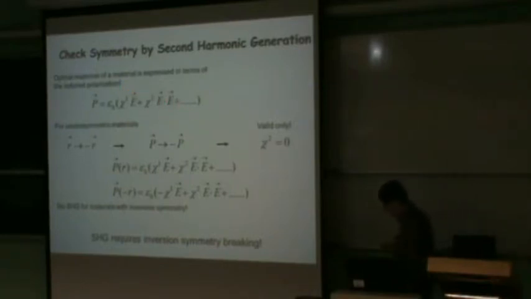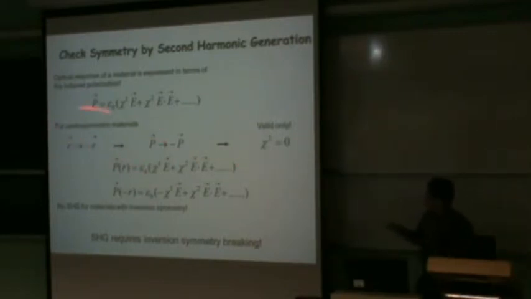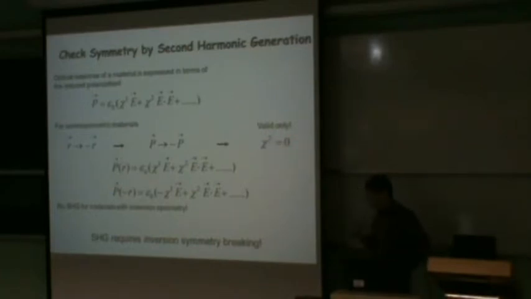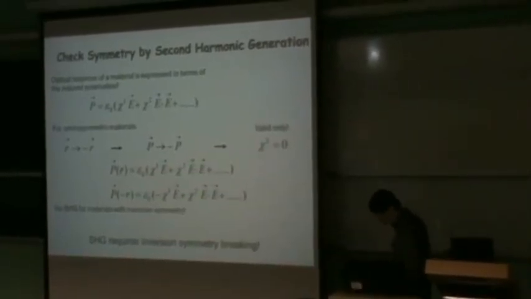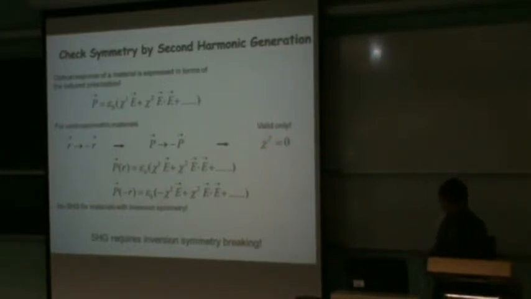And we know from a symmetry point of view, for a structure with inversion symmetry, if we do the operation R changes to minus R, and P changes to minus P. For a symmetric material, chi2 must be zero, right? So if we get non-zero chi2, it means there is inversion symmetry breaking. So that's the very simple argument. We can check if the sample has second harmonic generation, which means chi2 is non-zero, and then there must be inversion symmetry breaking.